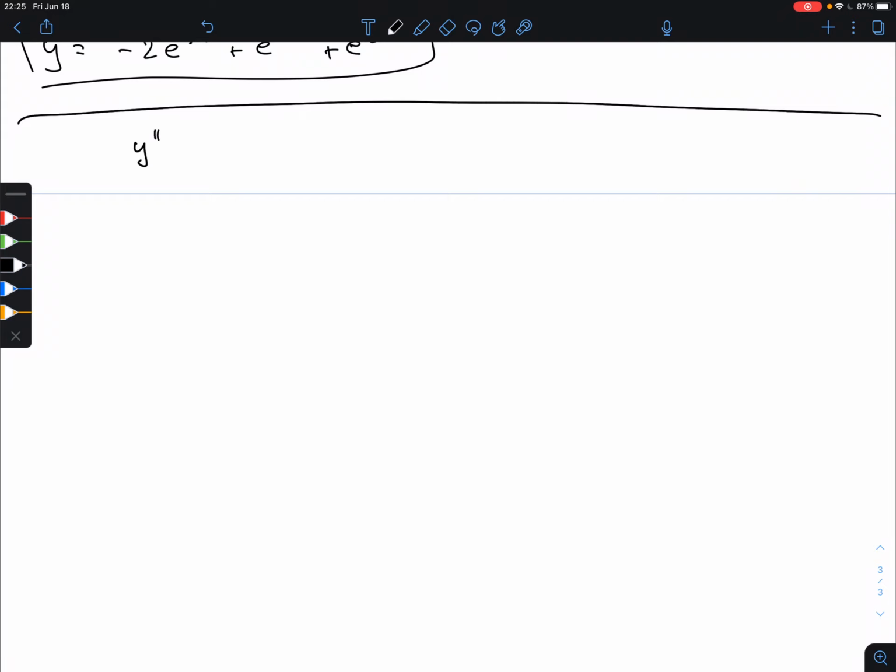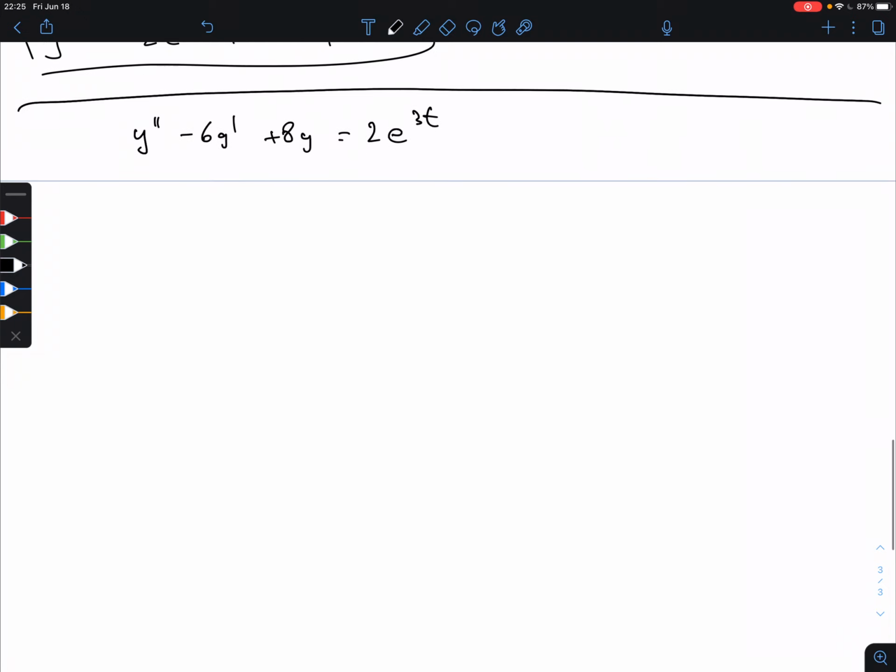So now we have to do y double prime minus 6y prime plus 8y equals 2e to the 3t using the methods of chapter 5. Step 1 was the complementary homogeneous. So we get y double prime minus 6y prime plus 8y is 0. This leads to the characteristic equation because it's constant coefficients, an equation that we have already encountered in a different form. Let's use z. I don't want to use t because t is the variable of the function.